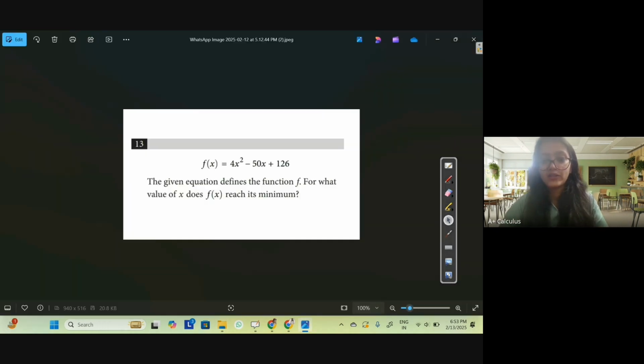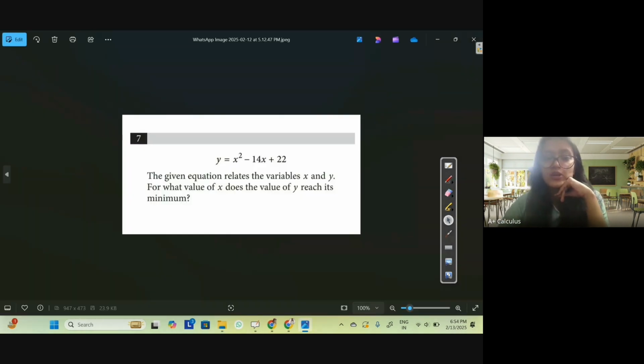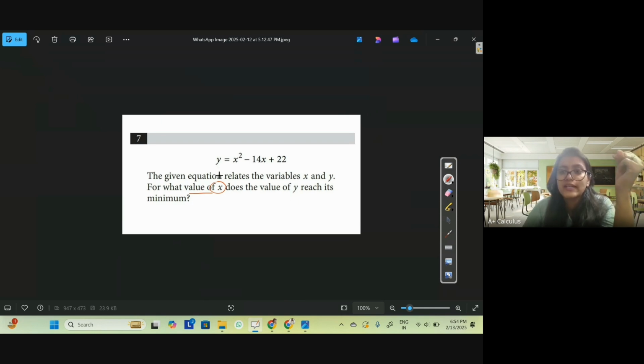So we have 2 questions. First is this. In this one, we have a quadratic function, and it says for what value of x does f of x reach its minimum? And we have a similar question. Here we have a quadratic equation, and it says for what value of x does the value of y reach its minimum? Both the questions are actually the same. We have to find the value of x for which the equation takes its minimum value.